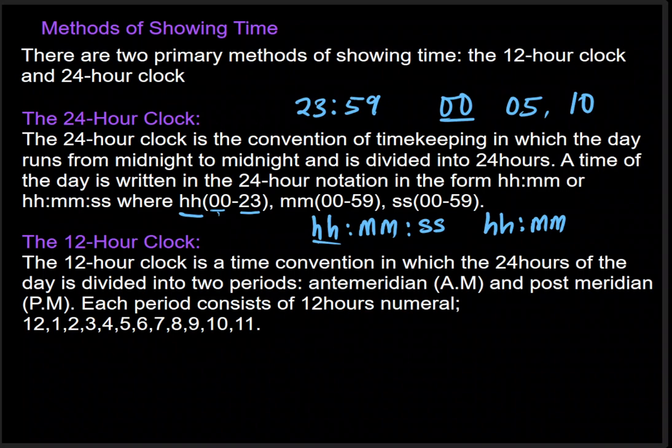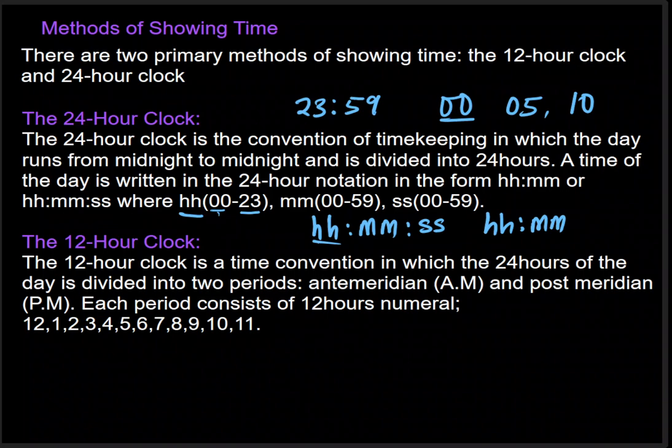What do we have for the minute? Minute has 00 to 59, also two digits, and then seconds has 00 to 59, also two digits. So we don't have one digit in the 24-hour clock system. We only have two digits for each of the units. Okay. In the next page, we are going to see some common changes between a 24-hour clock and the 12-hour clock system.